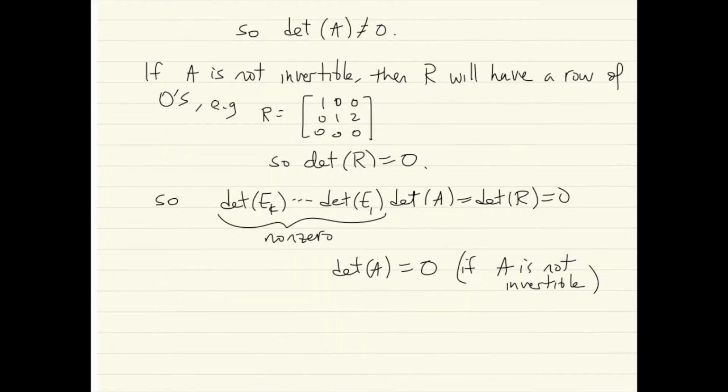And then once again, because the determinant of all these elementary matrices is non-zero, but the determinant of R is 0, that forces the determinant of A to equal 0. Again, if A is not invertible.